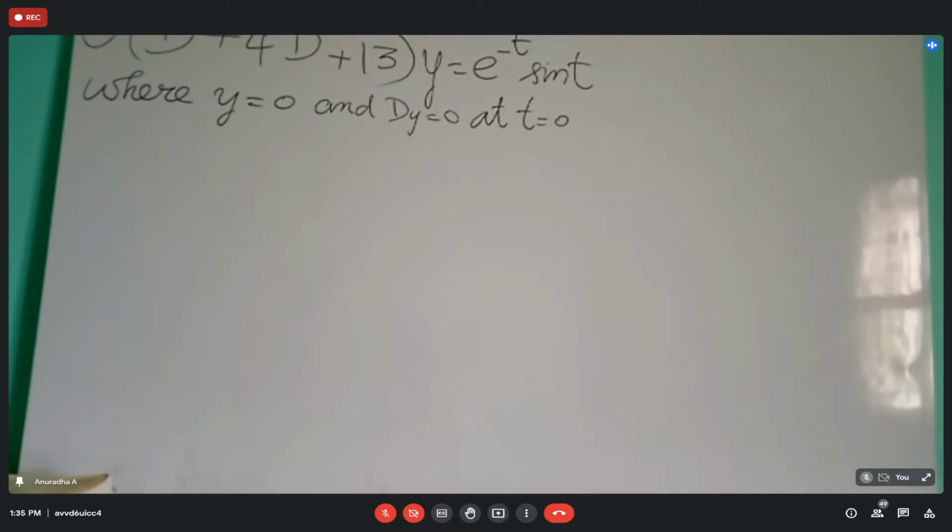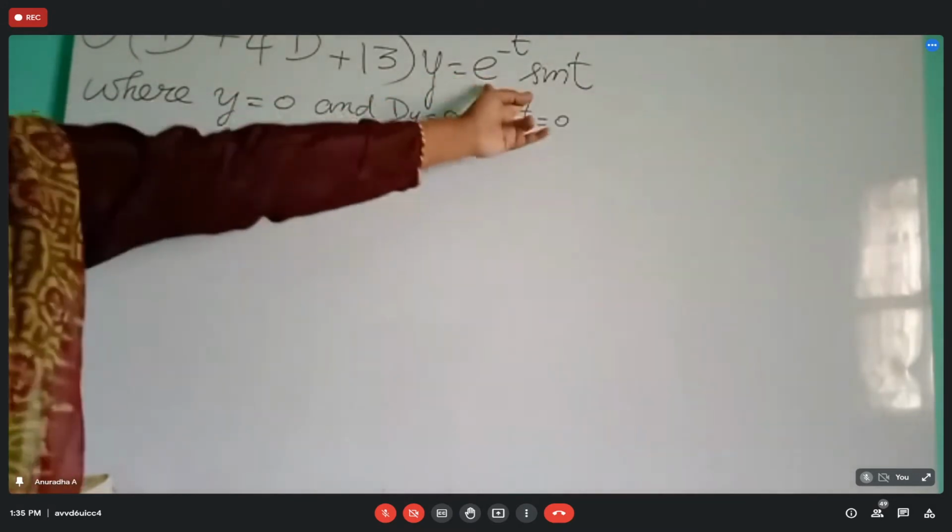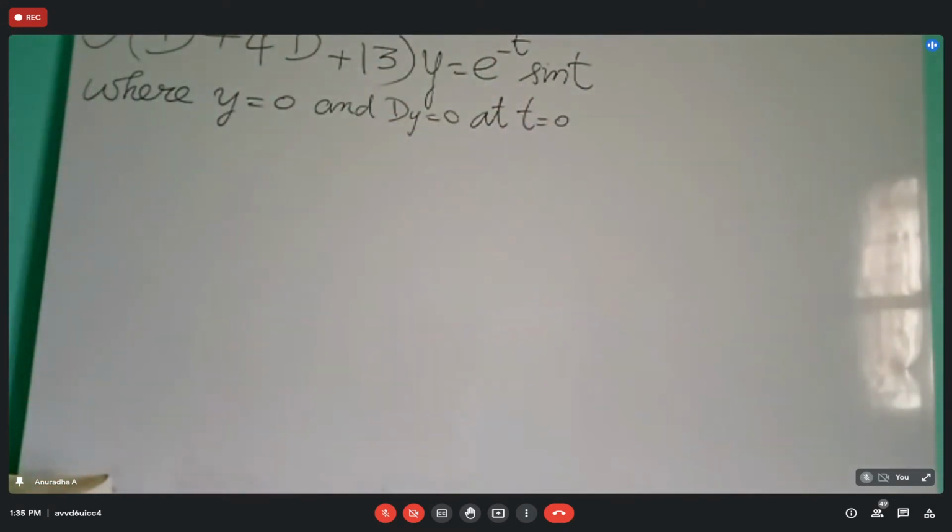They will not say to use Laplace transform. You have to use the Laplace transform technique only here. Please do not use the first sum technique here. Solving it using the E and sine combo formula, please don't do that. It's not allowed.